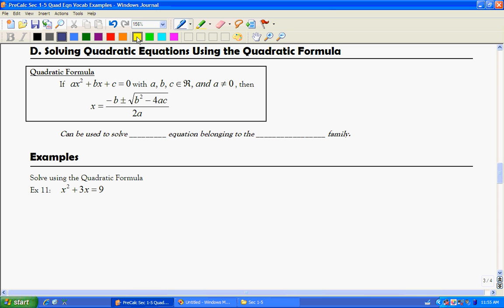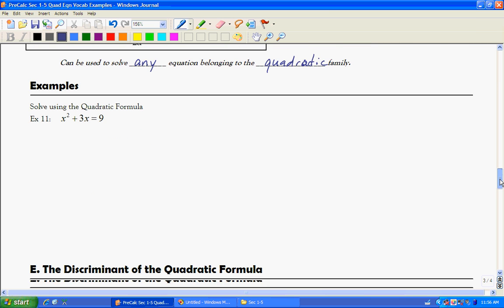you can use the quadratic formula to solve any quadratic equation. So whether it's factorable or whether it's not, the quadratic formula is always going to work in a quadratic equation. So let's take a look at an example using the quadratic formula.